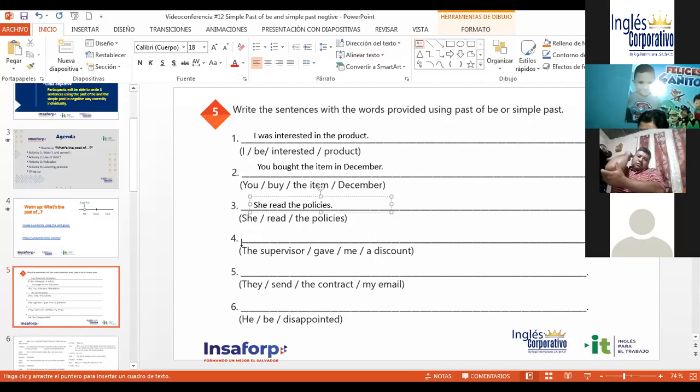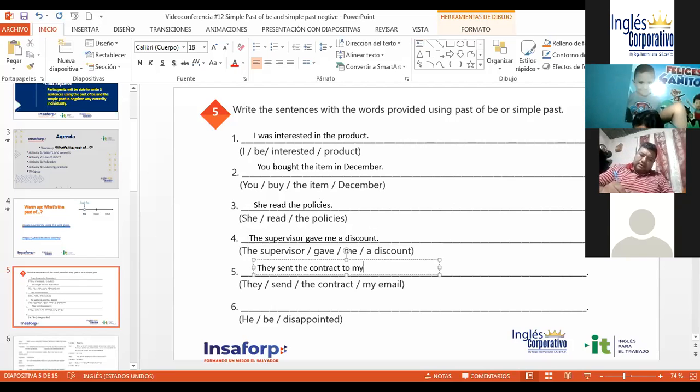Number four. O sea que in the present is read. In the pasado is read. Exactly. Okay. The supervisor. It's already in the past. The supervisor gave me a discount. Number five. What is the correct form? Sent. Yes, it's the past of send. They sent the contract to my email. And the last one.